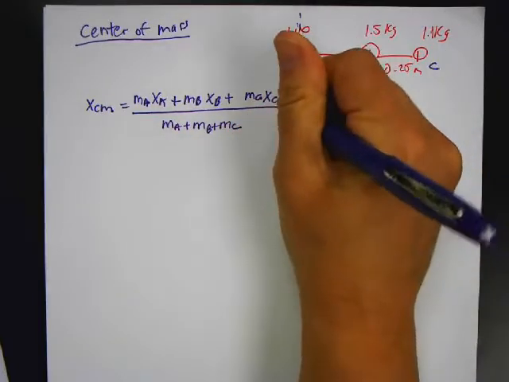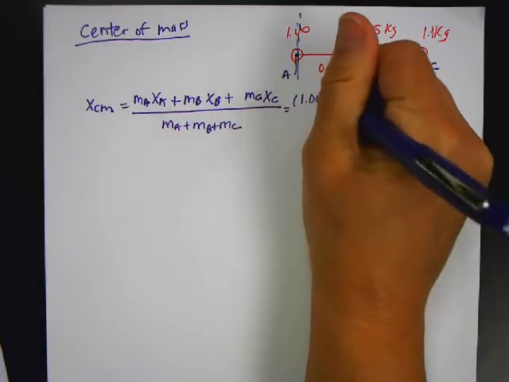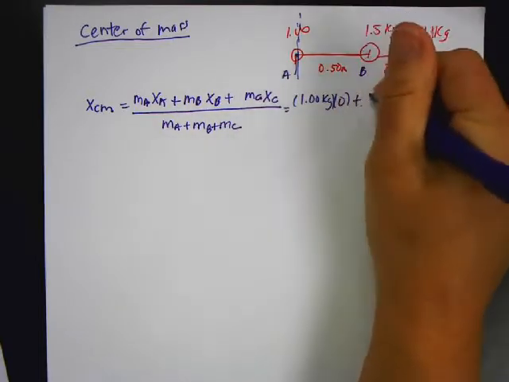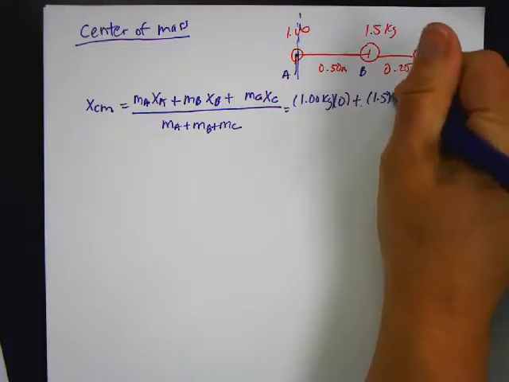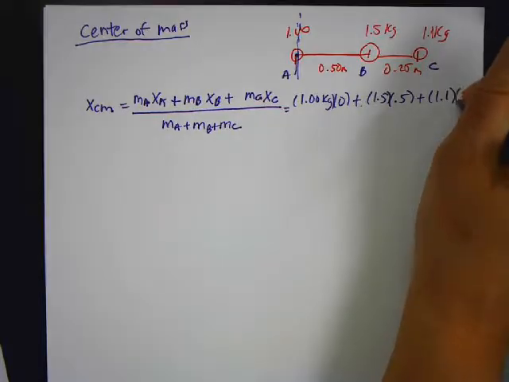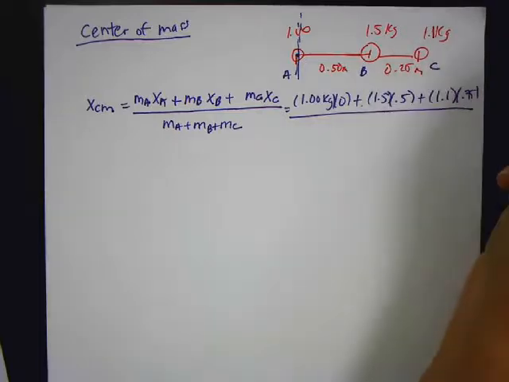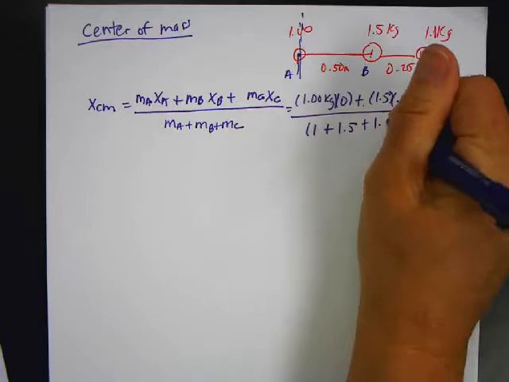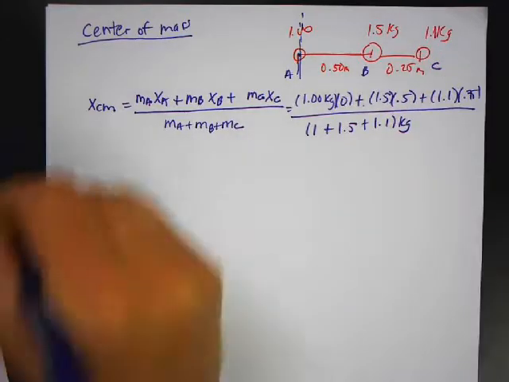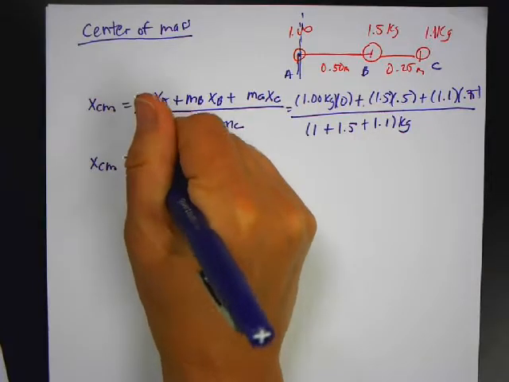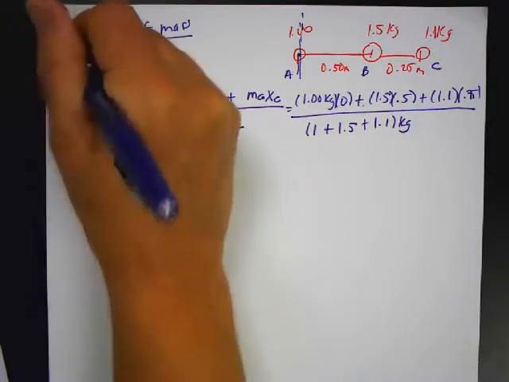So now when I do this, it's going to be 1 kilogram. Now this mass to this distance is 0, plus 1.5 times this, which is 0.5, plus 1.1, and I add these two, 0.75, over my total mass, which would be 1 plus 1.5 plus 1.1. And that's just now my X center of mass. And that's it. So that was number 1.